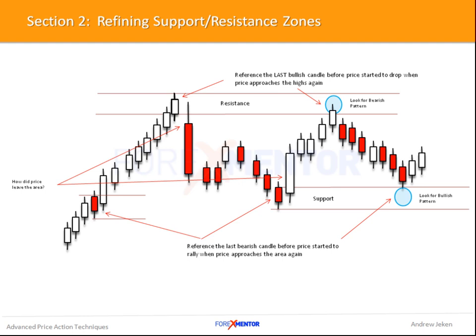So recap, look for price to move away from an area aggressively. In this case, we had a nice uptrend. Price consolidated very briefly, then took a nice breakout, continued its upward move, it then broke away aggressively. And you want to reference, in an uptrend, the last bearish candle before price broke out, and in a downtrend you want to reference the last bullish candle where price broke out aggressively.